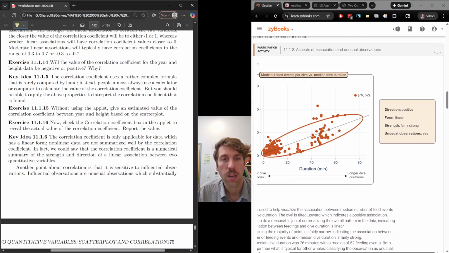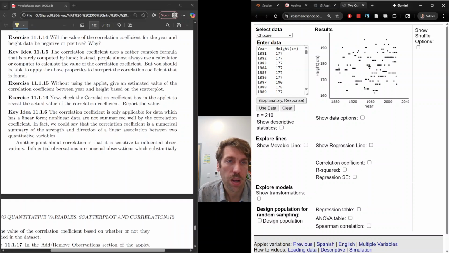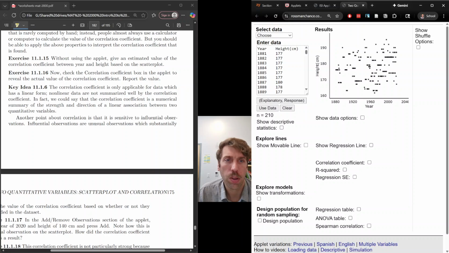Now, check the correlation coefficient box in the applet to reveal the actual correlation coefficient. So, where is that? Correlation coefficient. Okay, so there it was. Now report that value. The correlation coefficient is only applicable for data which has linear form.